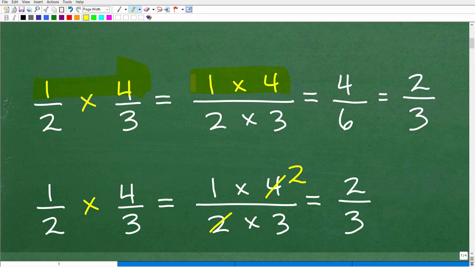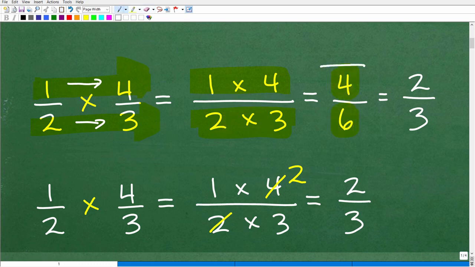That'll be our numerator. And then for our denominator, we're just going to multiply the respective denominators, or the bottom numbers. So 2 times 3 is going to be our answer for our denominator, and 1 times 4 will be our answer for our numerator. So when we're finding the product of 1/2 times 4/3, all we do is simply multiply across. Now let's go ahead and figure this out. 1 times 4 is, of course, 4. 2 times 3 is 6.